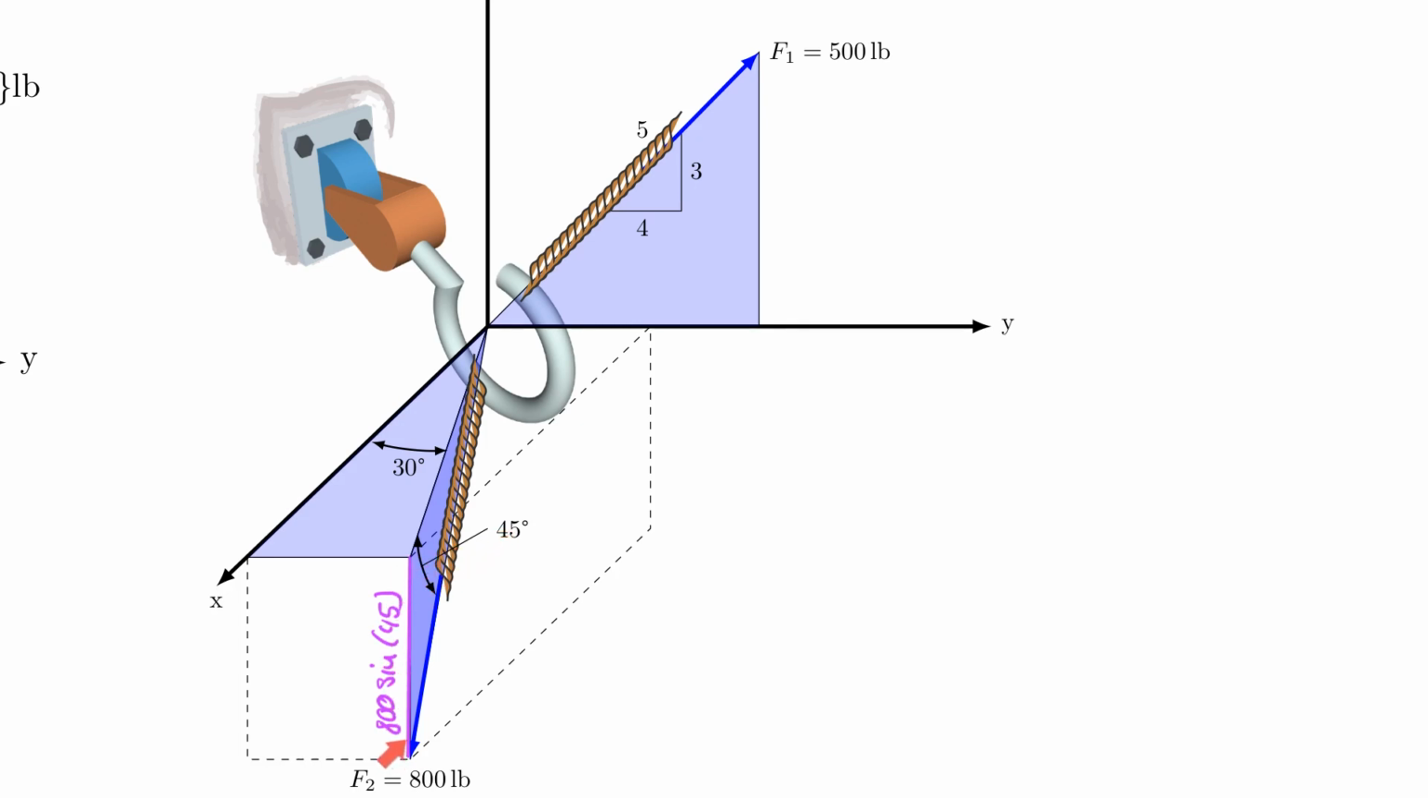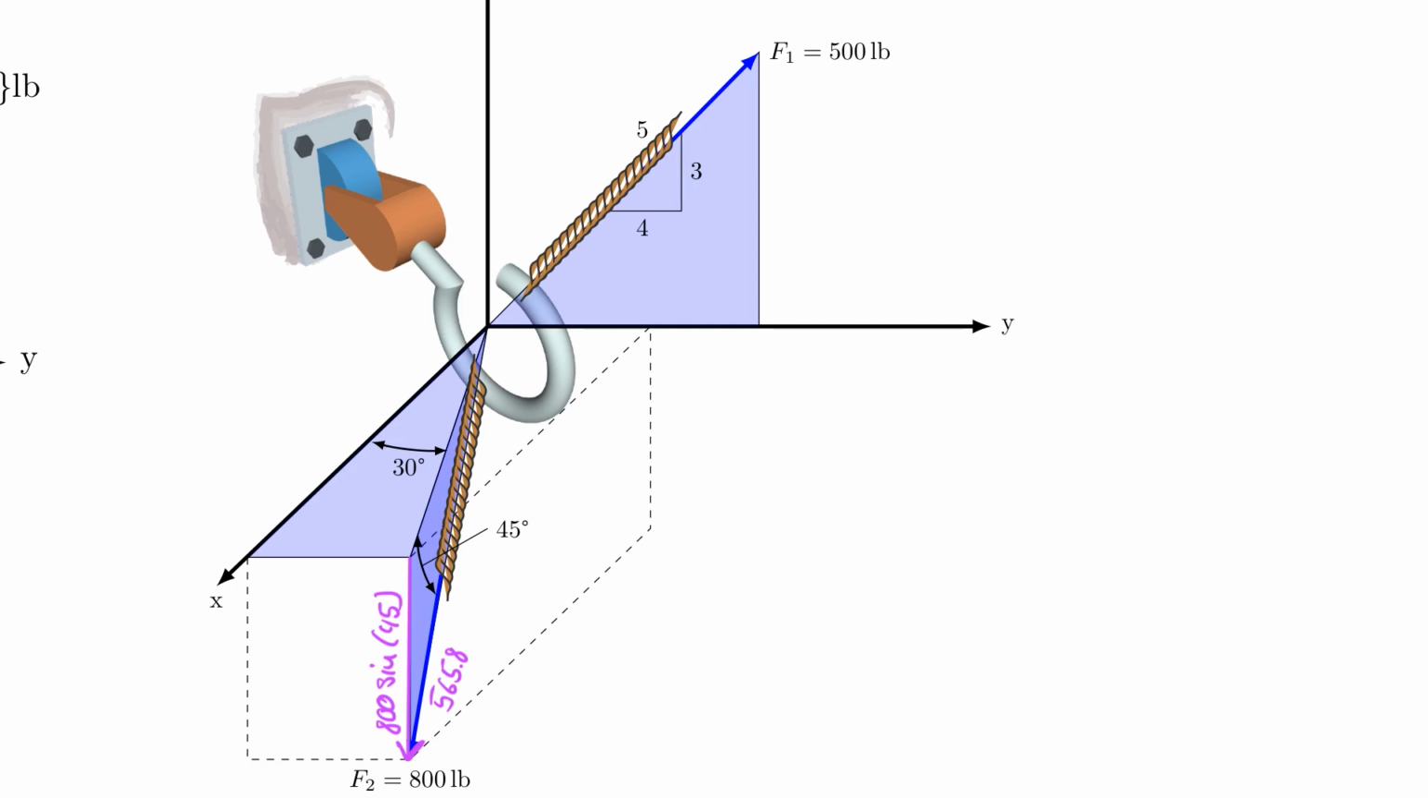So that force here can be described by that value, and of course we know that that value must go down. And if I punch that into my calculator, I end up with negative 565.8, and that is in pounds.